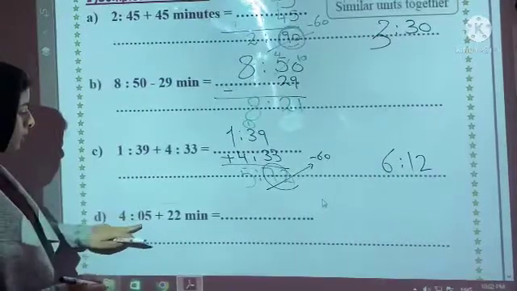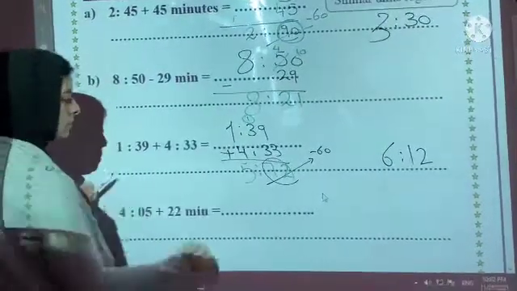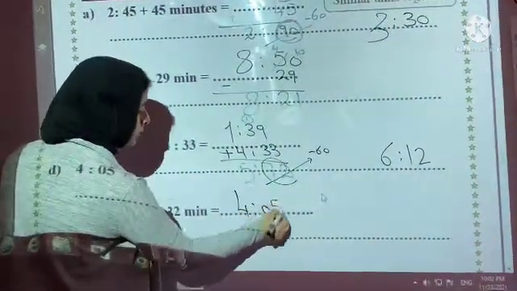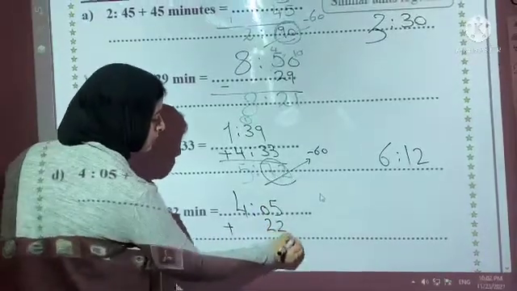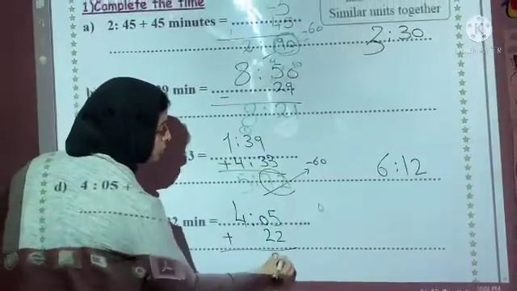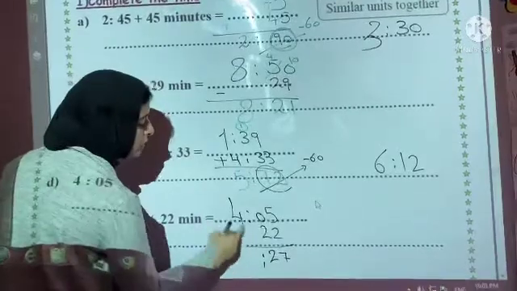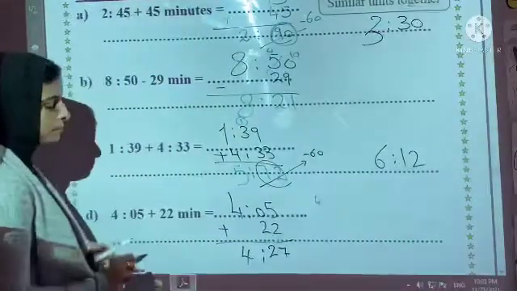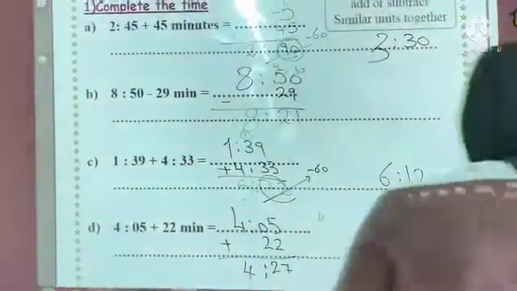Here I have 4 and 5 minutes plus 22 minutes. So 4 and 5 plus 22 minutes. 5 plus 22, it will be 27 minutes. And 4 plus nothing here, hour, it will be 4 the same. Now I'm going to erase it.